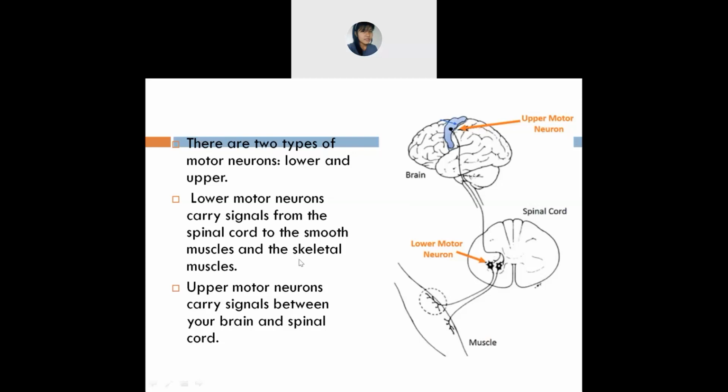Okay. So the lower motor neurons, what do they do? They carry signal from what? From the spinal cord to the what? To the smooth muscle as well as the skeletal muscle. Is it clear about the first point, everyone? Yes or no? Yes, ma'am.